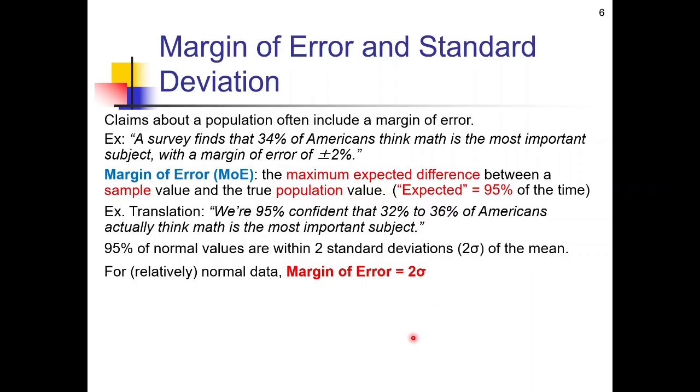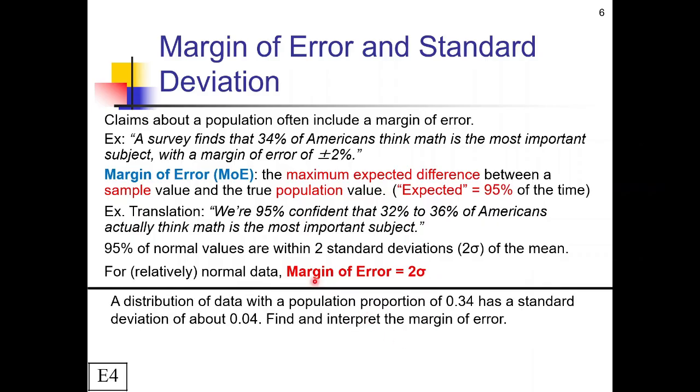So with this in mind, let's give this a test run. Let's say that we have a distribution of data with a population proportion of 0.34. And let's say that this has a standard deviation of about 0.04. Based on this, find and interpret what the margin of error is. Pause the video, give this a shot.